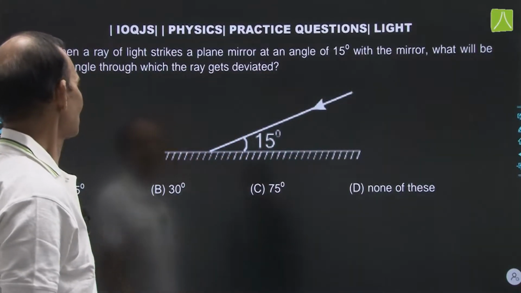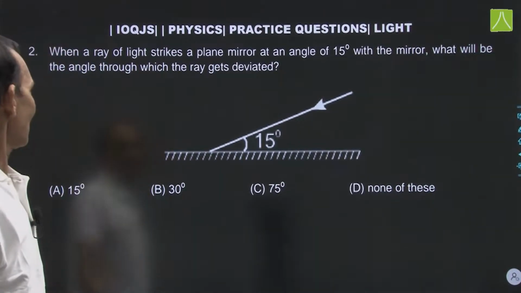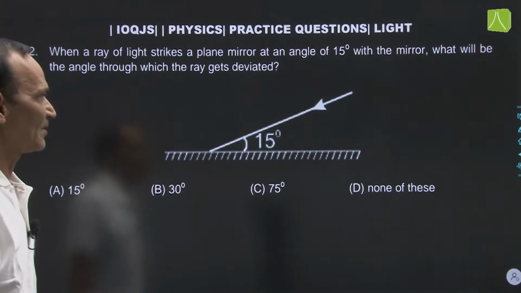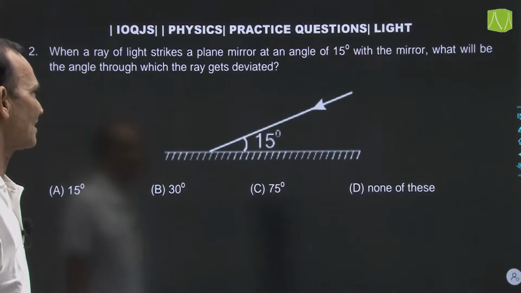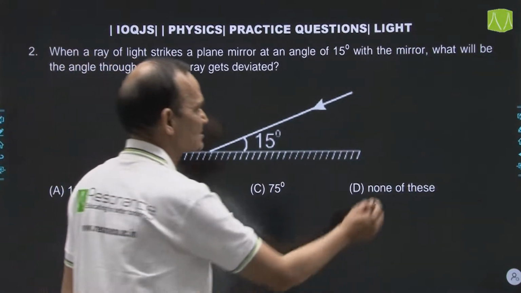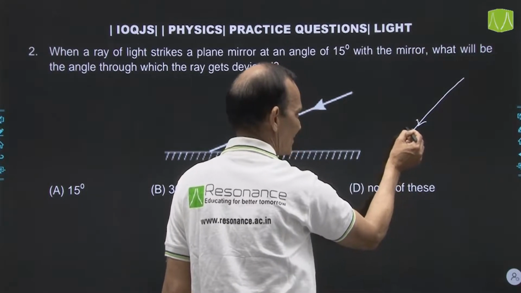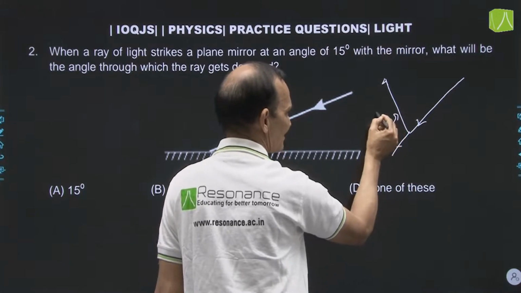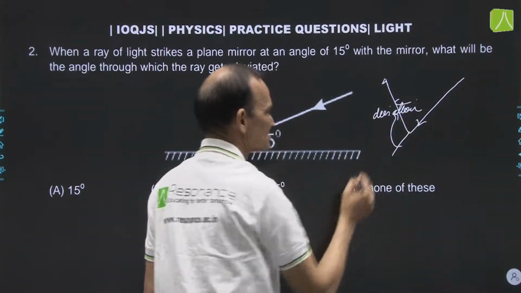Okay, the next question is also from plane mirror. When a ray of light strikes a plane mirror at an angle of 15 degree with the mirror, what will be the angle through which the ray gets deviated? Deviated means a ray is moving in this direction. If it bends in this direction, then this will be the deviation. By how much angle will it deviate?